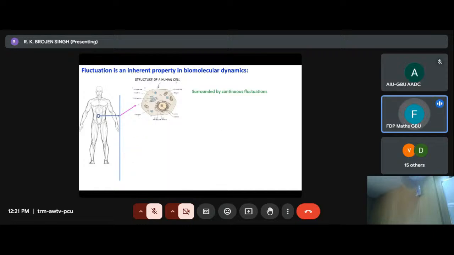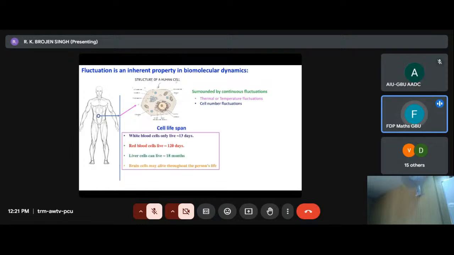And then all these particles are surrounded by fluctuations, giving you different types of fluctuations. One is thermal or temperature fluctuation. And the cell number fluctuations are there. Why are cell number fluctuations there? If you look at different cells at different times, for example, if it's blood cells, red blood cells live about 120 days, white cells at 80 days, and then different cells differ.